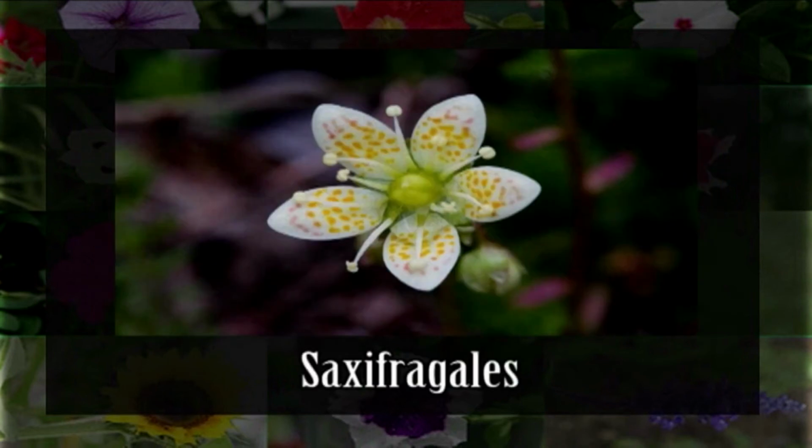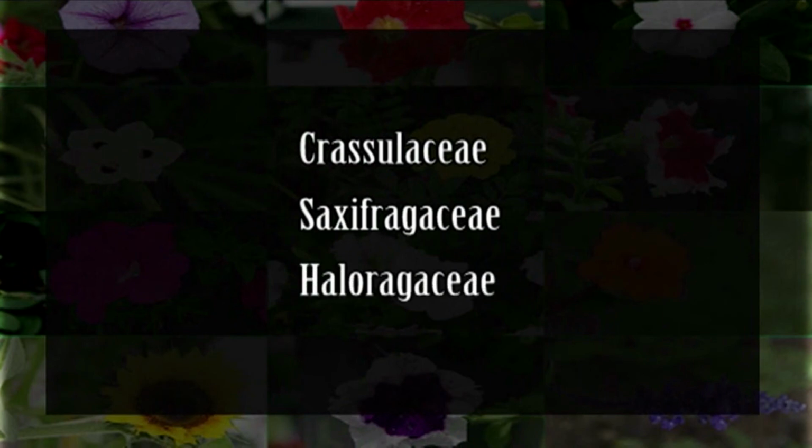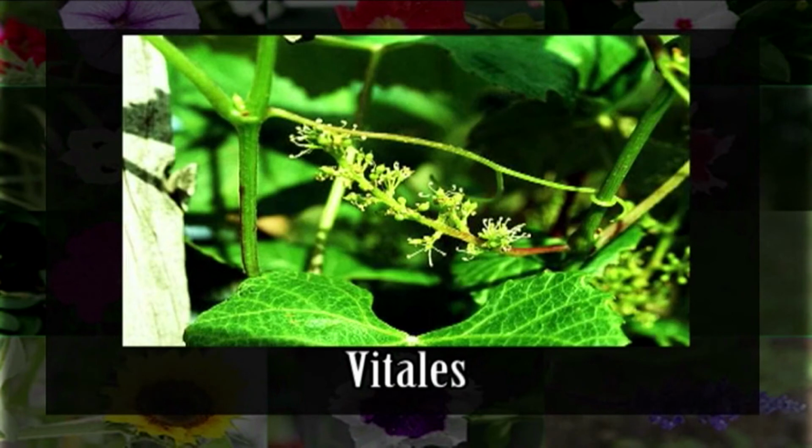Saxifragales is a large order wherein we have many families included, like Crassulaceae, Saxifragaceae, or Haloragaceae. This Saxifragales is followed by one more order by the name of Vitales. Vitales includes just a single family, that is Vitaceae. Vitaceae is the common grapes. This Pentapetalae is followed by one more informal clade, what is called Fabid or Rosid first.